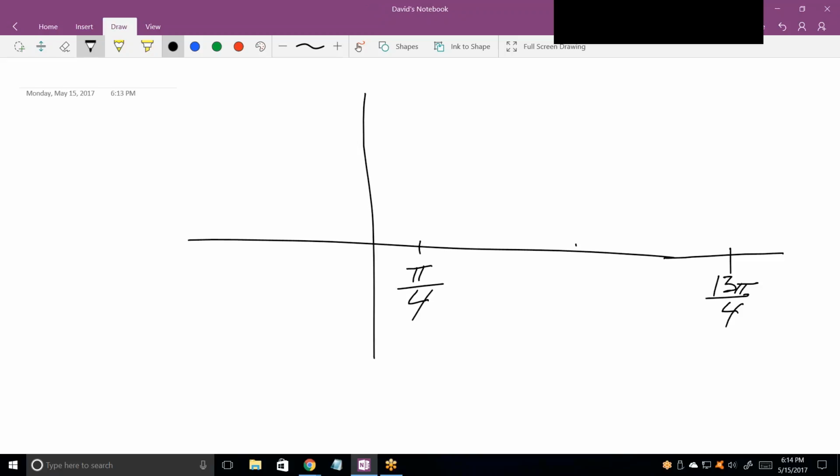Now, how do you get that point? In other words, how do you quarter this up? Add the two numbers, divide by 2. That's what you always want to do. So what is it? 7 pi over 4. Correct.